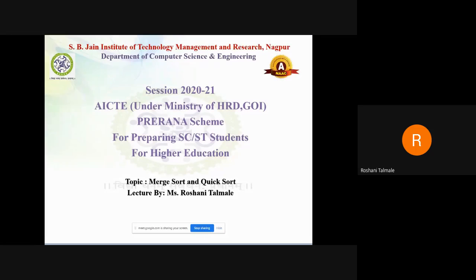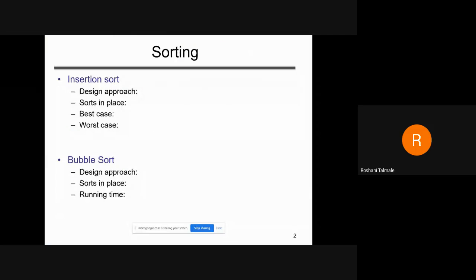Before that, I will explain something. There are so many sorting methods available. We have studied them already: there is insertion sort, there is bubble sort. How will you compare insertion sort with the others? These are the parameters on which we can compare. One is the design approach, meaning how you will design the program. Then sort in place, best case, and worst case analysis.